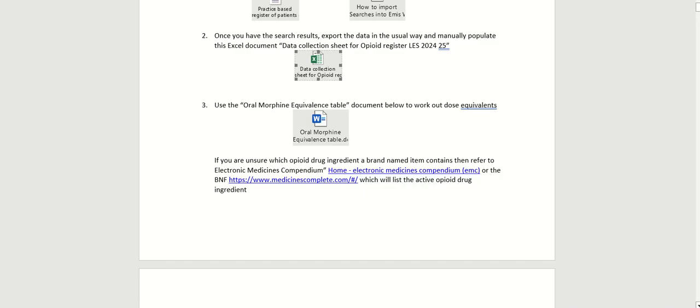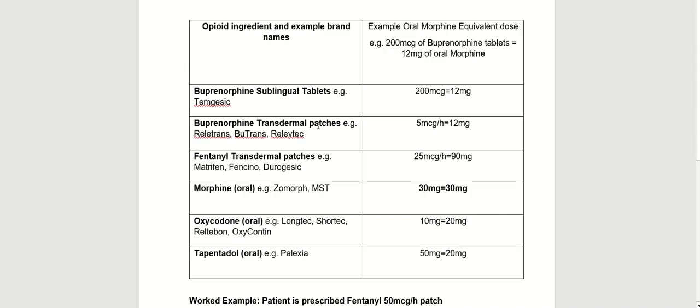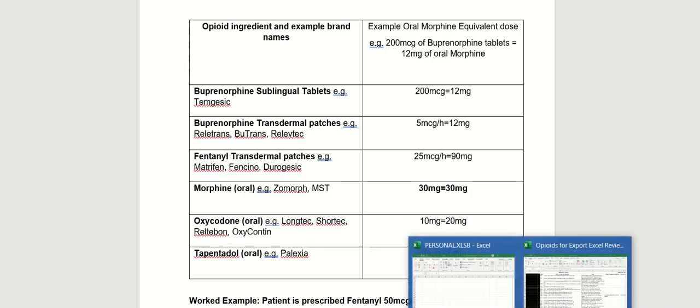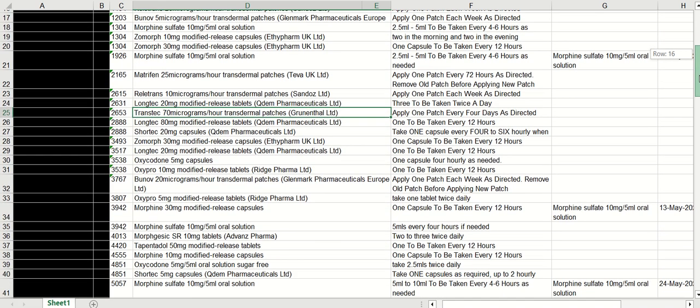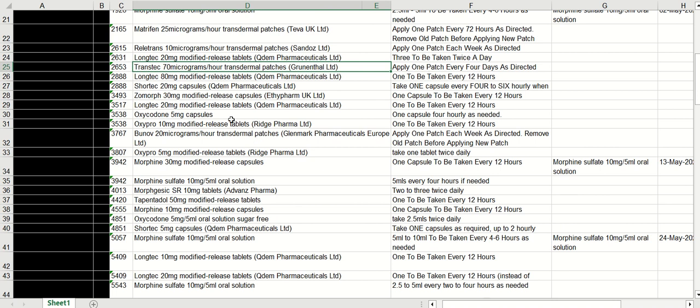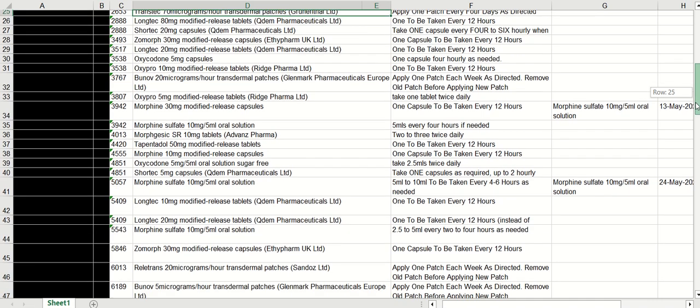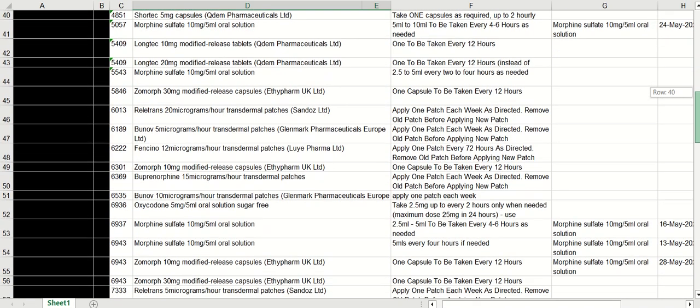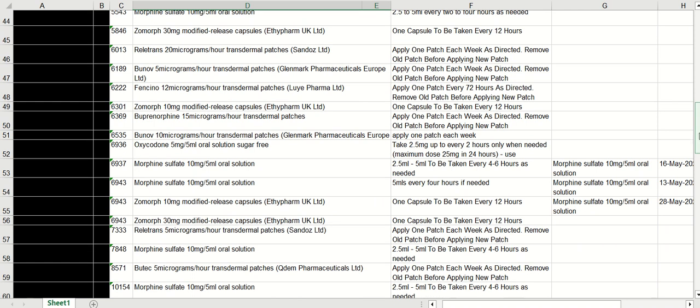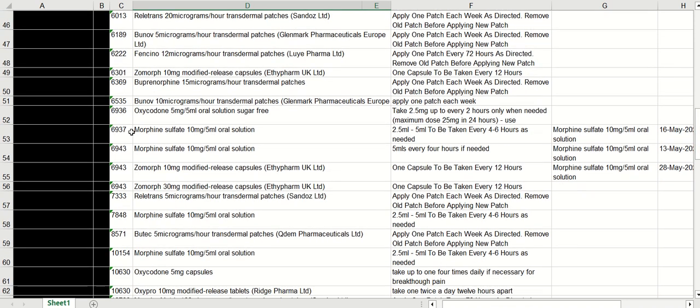Again, the appendices are very good. They've got a table for oral equivalences so that you can look and say, okay, people on Longtec, Transtec over 70 are already over the 120, and you'll have to go through and find your patients. Of mine, I think there's about 7 or 8, but there's no easy way of finding the ones that are over 120.